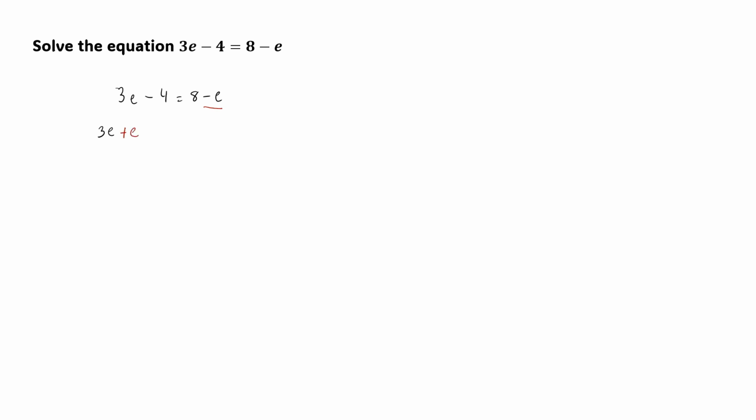our equal sign. And it's very important to remember that when you work these types of equations, you make sure that you put everything else back that you did not use. So now let's simplify our 3e plus e, which will equal 4e. And we're putting back our minus 4 equals 8.